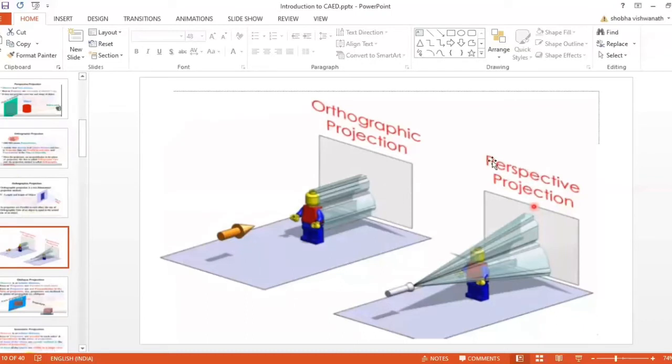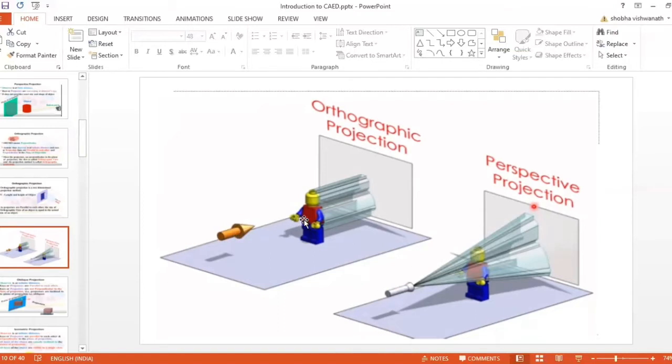In perspective projection, the light rays fall on the object and an enlarged image will be formed on the plane. On this vertical plane, observing the front view, what you get here will be an enlarged size. But here you're going to observe the object. What will it be orthographically?